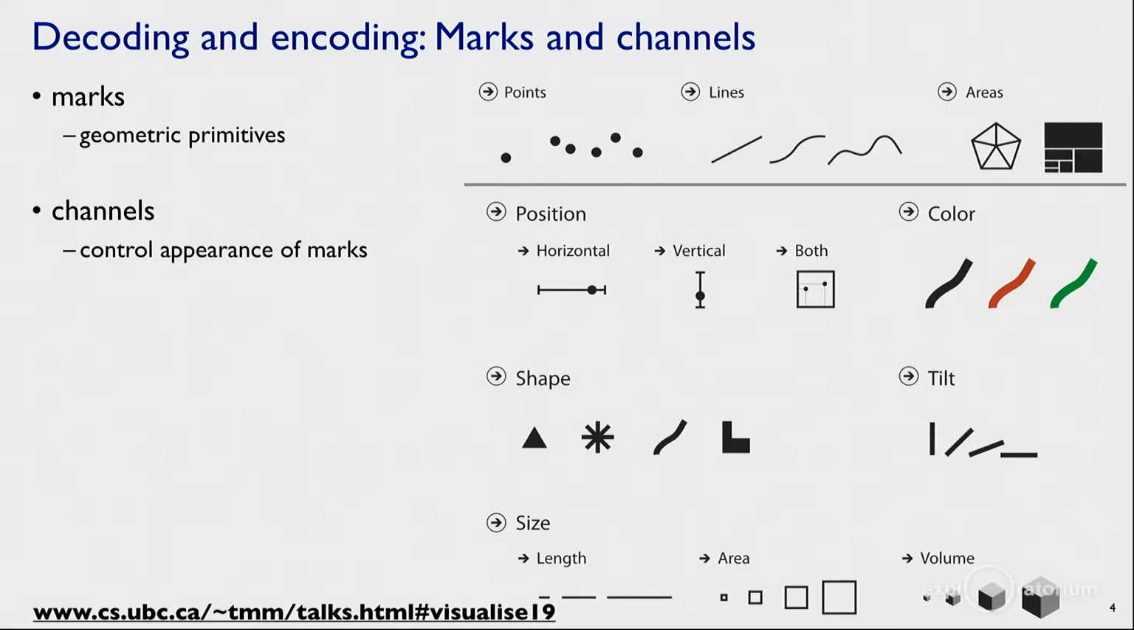We could do that with spatial position, horizontal or vertical, or both put together. It could be color, it could be shape, it could be the amount of tilt, it could be size coding by length or area or volume. And so the question is, how would we make decisions? How do we actually do this? How do we use this to think?